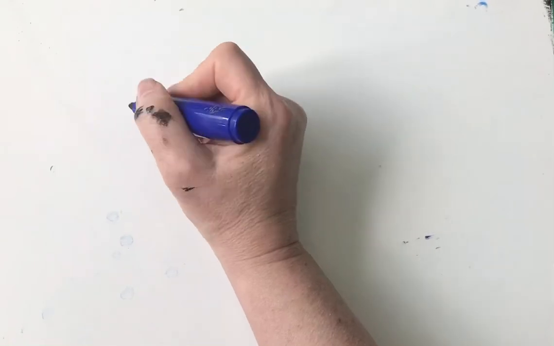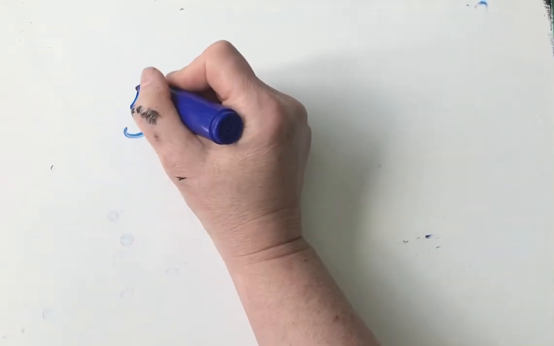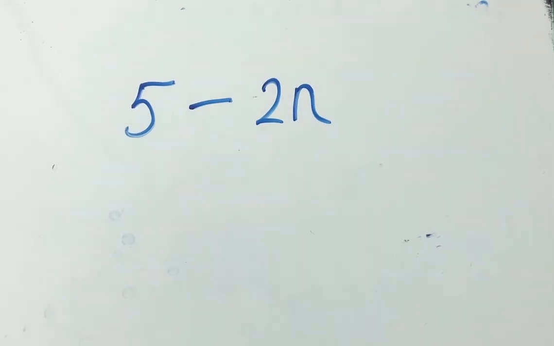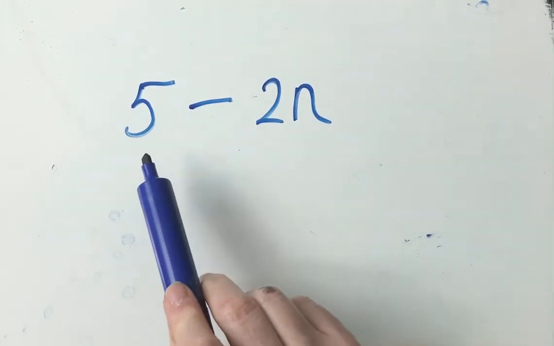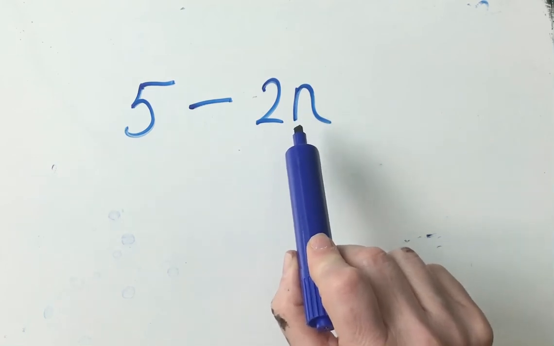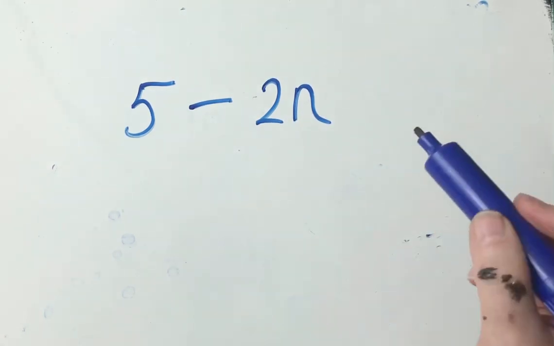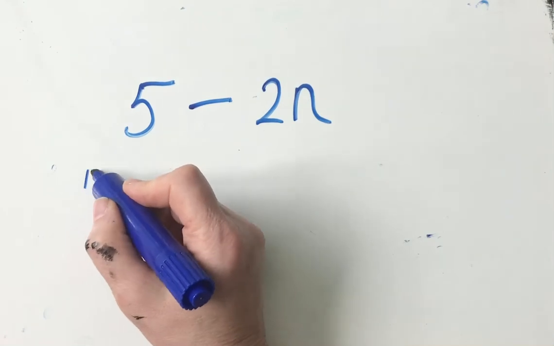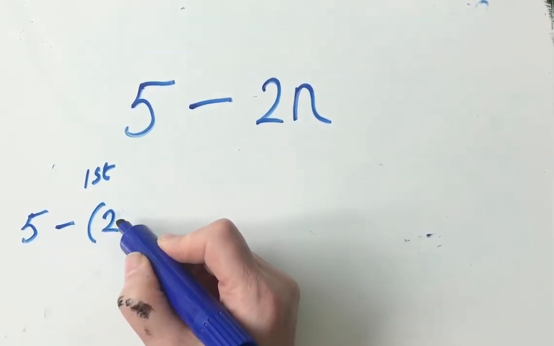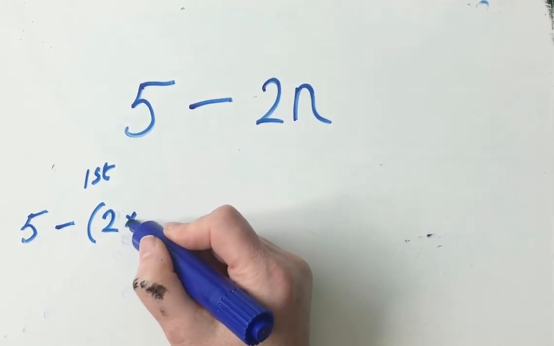Let's have a look at this one. Imagine I had 5 minus 2n. People don't like this one. This is the one that would most often get missed out if it was on the exam, so it's worth watching this little bit. I'm still going to generate it when n equals 1. That's the first term, then 2, then 3, and so on. So the first term is going to be 5, take away, and I'm putting this in brackets because of BIDMAS. I know that I've got to do that first.